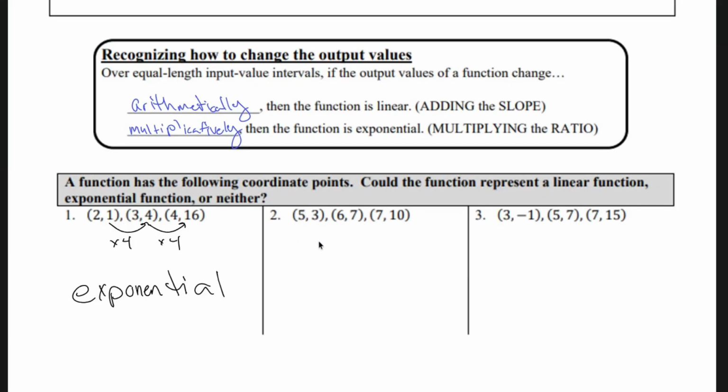5, 6, 7, so your equal length input value intervals. 3 goes to 7, 7 goes to 10. Looks like you add 4. Looks like you add 3. That's a big fat neither.